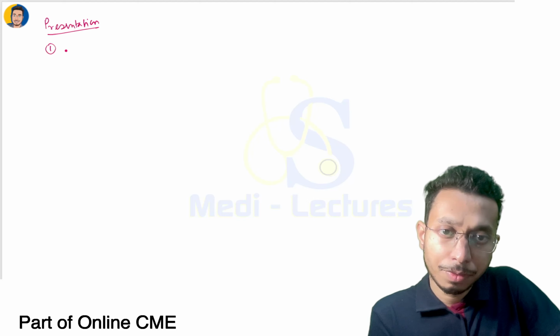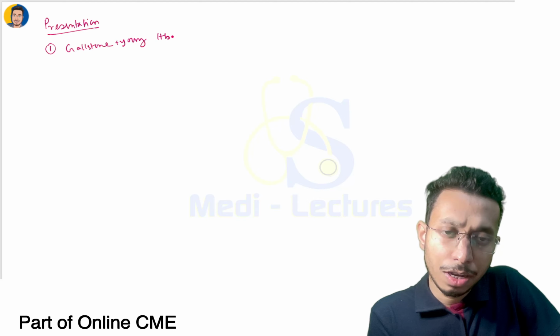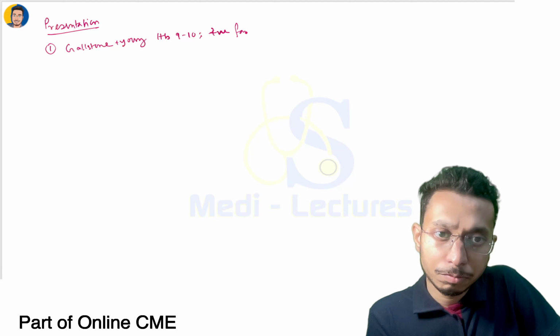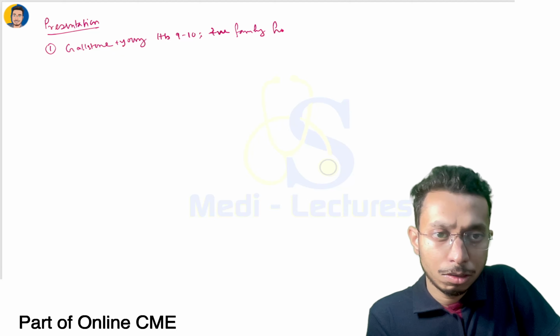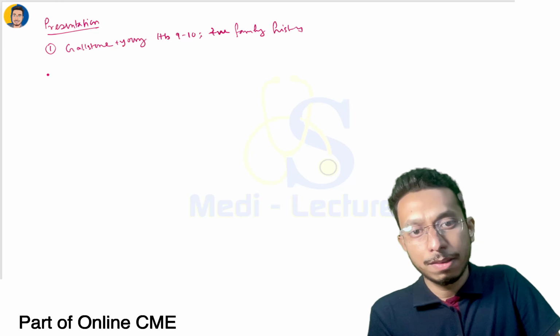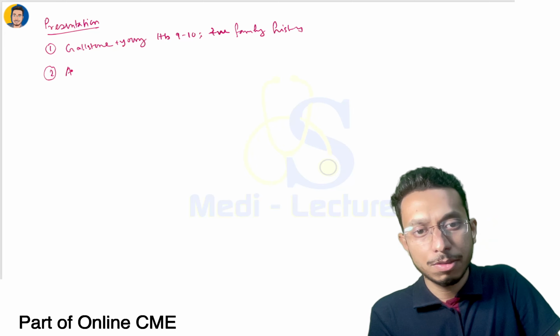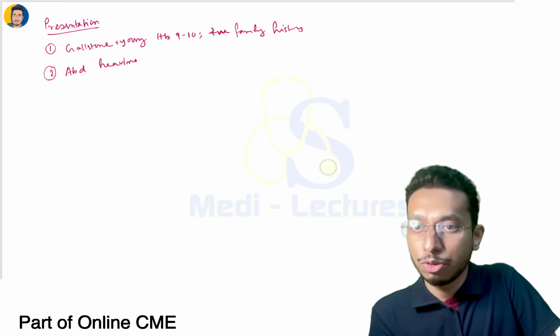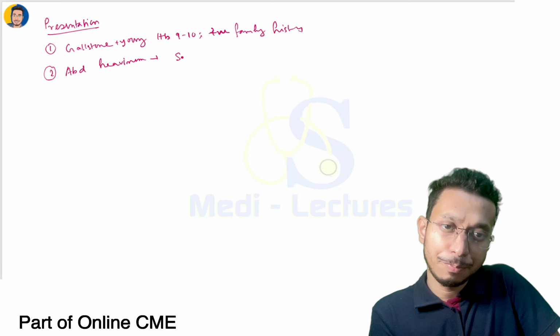Number 1, gallstone plus a young patient with hemoglobin of around 9 to 10 and positive family history. Number 2 presentation can be due to abdominal heaviness and a lump which is found to be a splenomegaly.